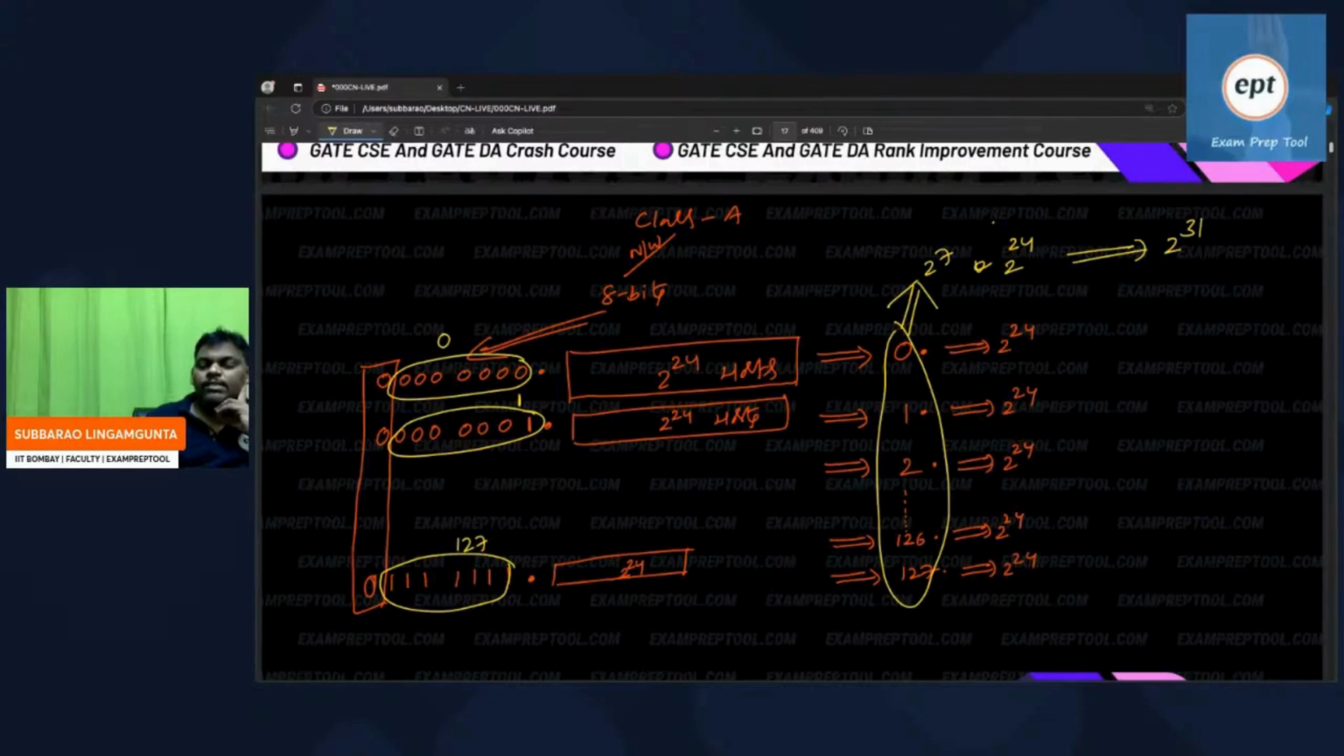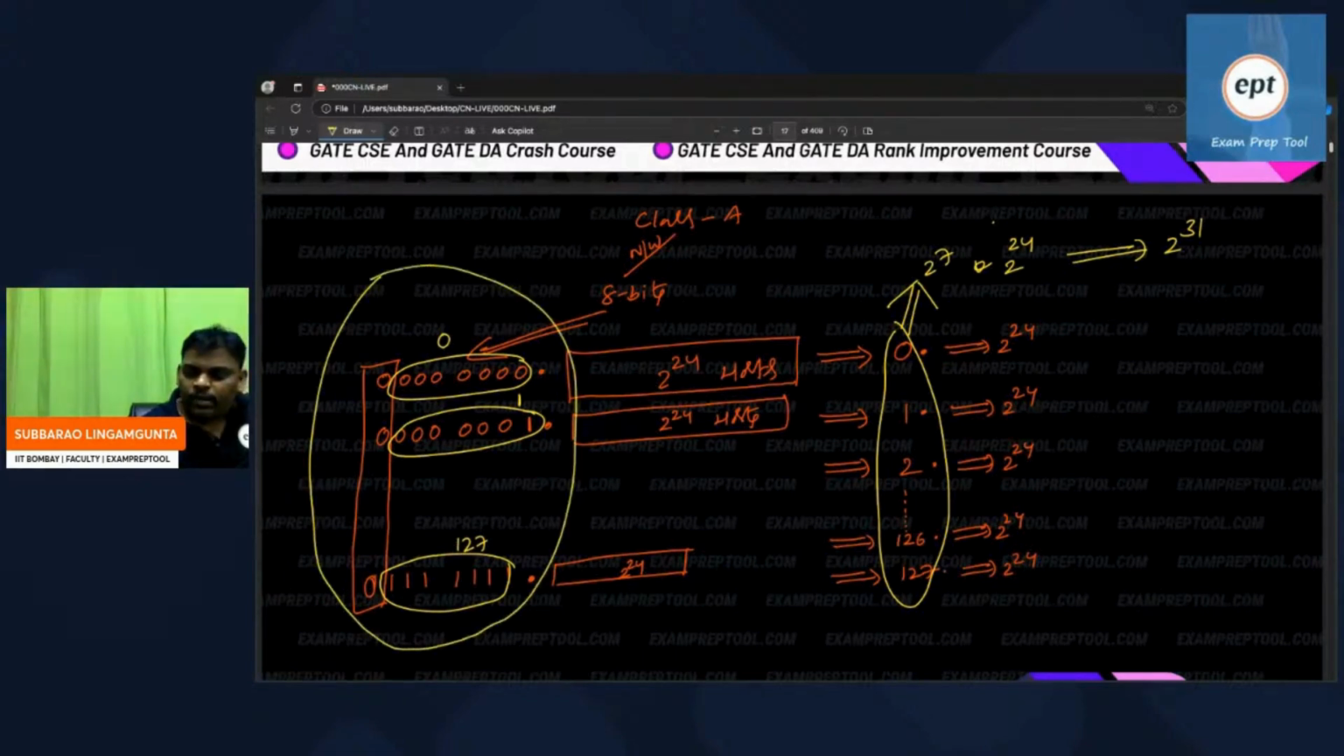Class A network, listen, class A network 0, class A network 1, class A network 2, class A network 127. Every network contains 2 power 24 hosts. 8 bits for network purpose. 24 bits for host purpose.